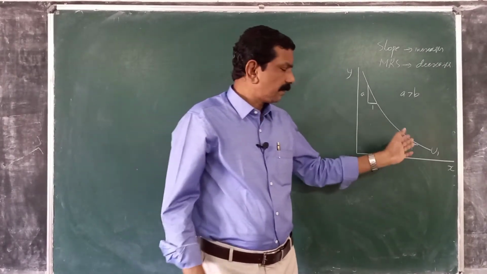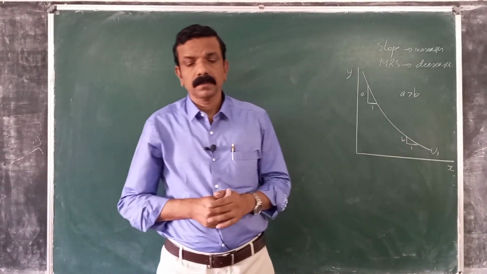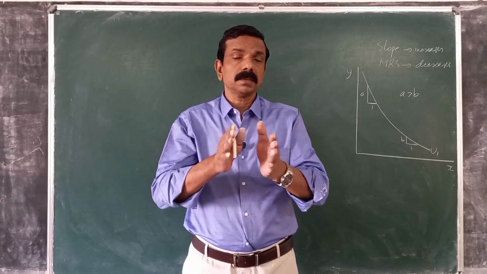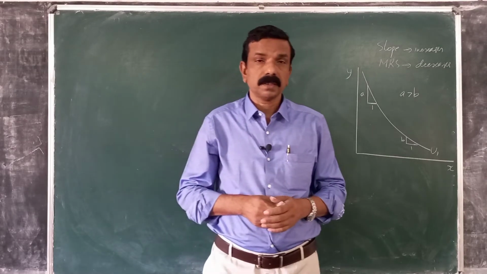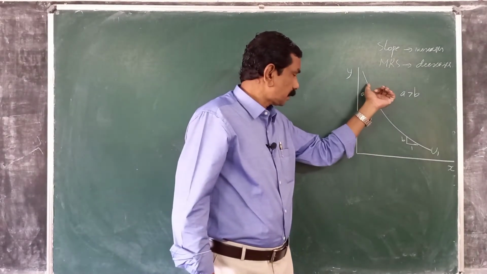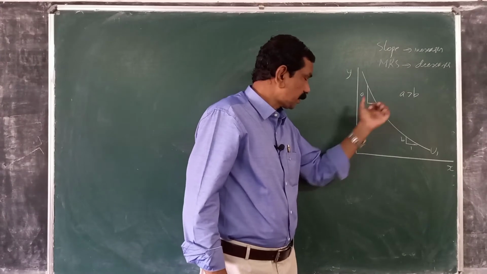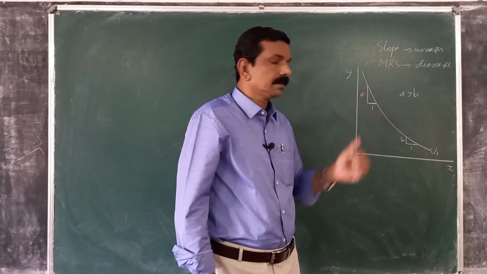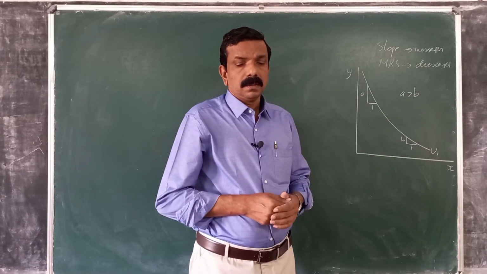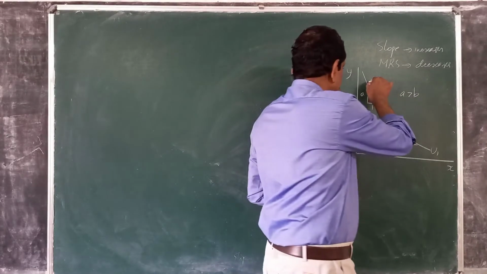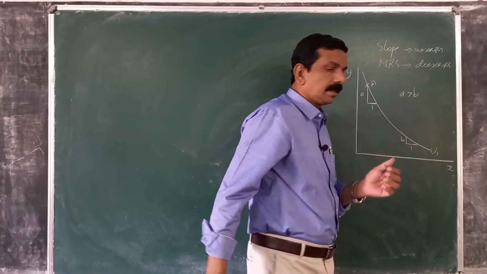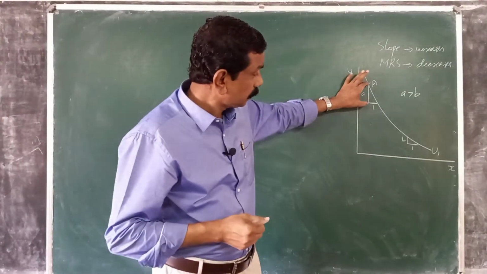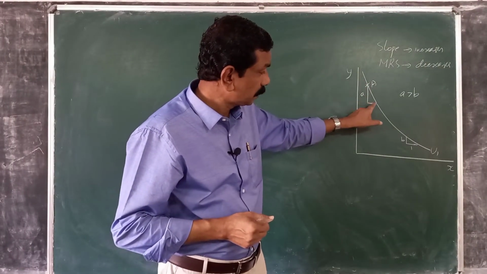For low values of x, as you can see, the consumer is willing to give up a large quantity of y. For example, here, for getting 1 unit of x, the consumer is willing to give up a units of y. So at point A, our consumer is willing to give up a units of y for getting 1 unit of x.